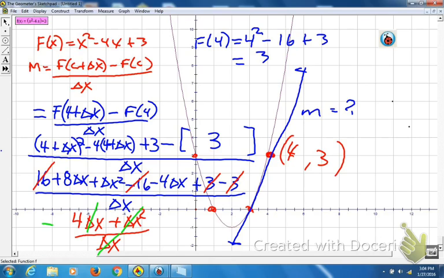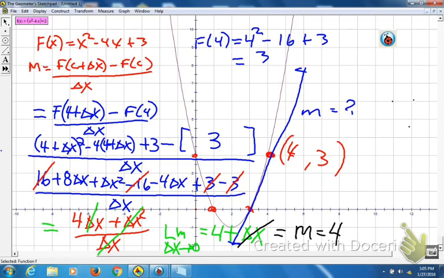So we're left with, and I better do the limit over here, the limit as delta x approaches 0, and once I reduce everything, I get 4 plus delta x. And if I take the limit as delta x approaches 0, this goes away. So our final answer here, the slope of that tangent line, is m is equal to 4.